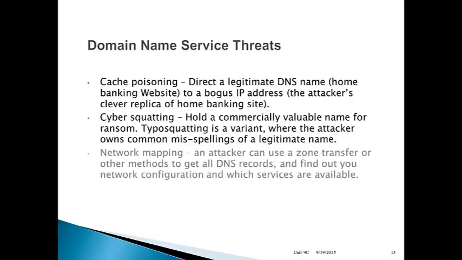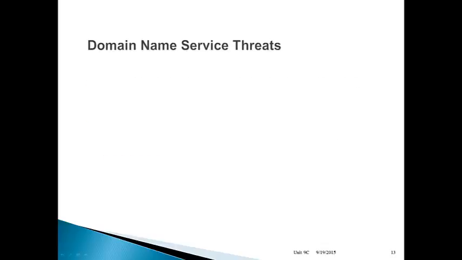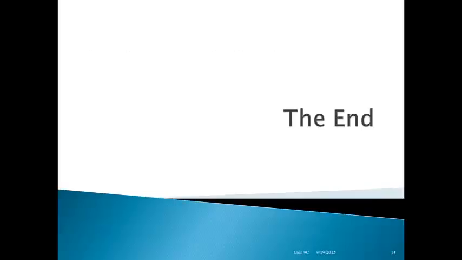Lastly, network mapping. If an attacker can use a zone transfer or other methods to get all the DNS records, they can find out a lot about your network configuration, what services are available, and just information that you don't want to be handing out to folks who don't need it, don't deserve it. And that's it.